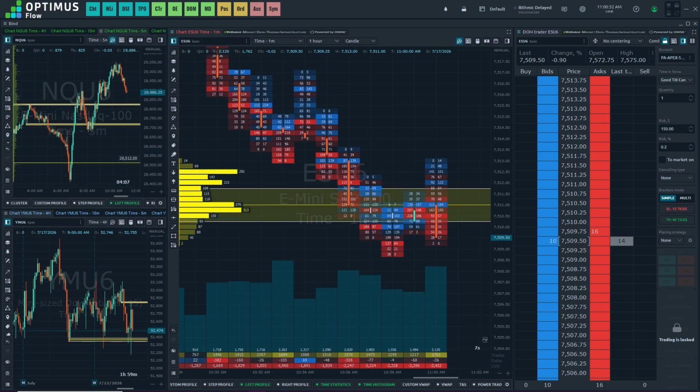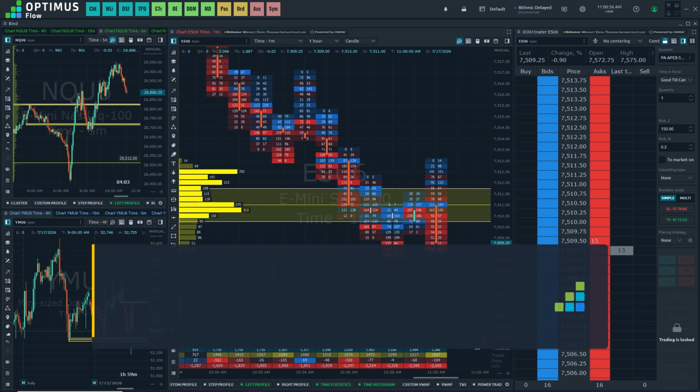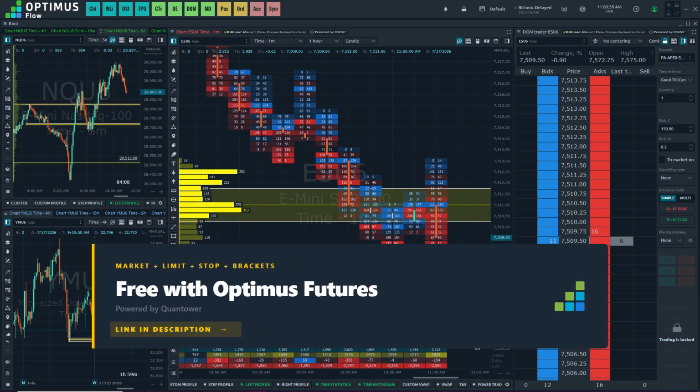So that's how market orders work in Optimus Flow. It's the same Quantower engine that professional traders pay for, and it's free with a funded Optimus Futures account.